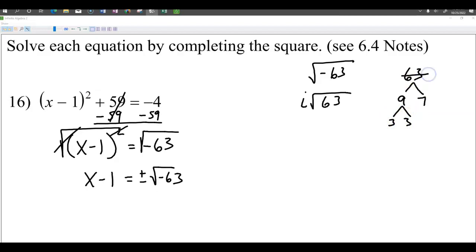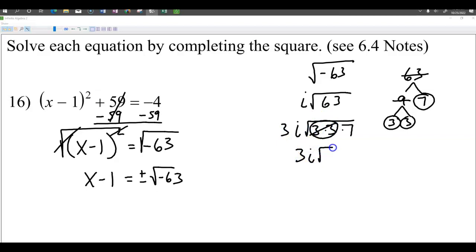So the 63 broke apart into 9 and 7. The 9 broke apart into 3 and 3. So we're left with 2 3s and a 7. I can take a 3 out. And that's really the only difference I wanted you guys to see, is that you can get an imaginary answer there. So we have x minus 1 is equal to plus and minus 3i root 7. We're going to write that as 2 separate equations.